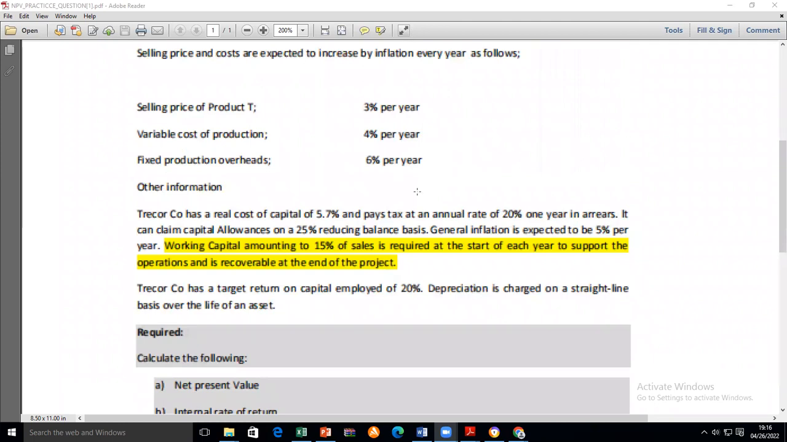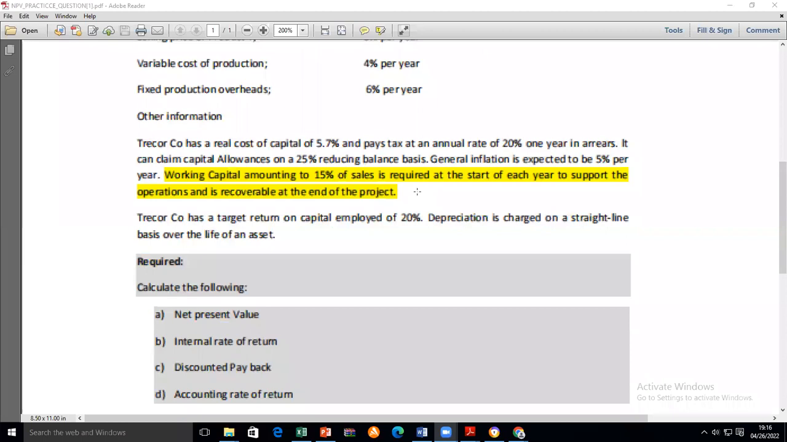Additional information goes as follows. T has a real cost of capital of 5.7. Now, in the last class, we discussed, what does this mean, real cost of capital? Who remembers the real cost of capital? What type of a cost of capital is this one? Who remembers that? If the cost of capital is described as real, what does it mean?